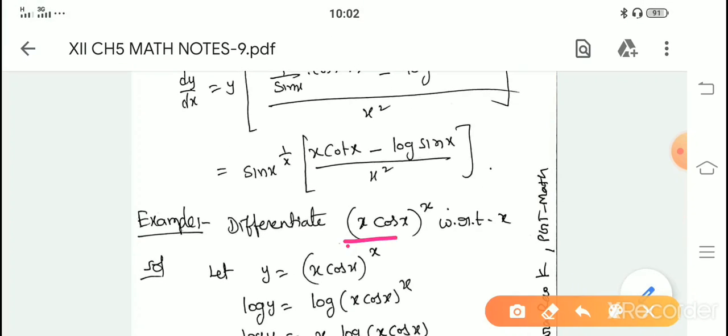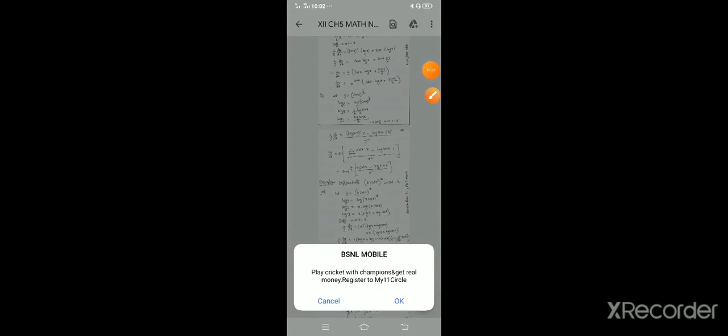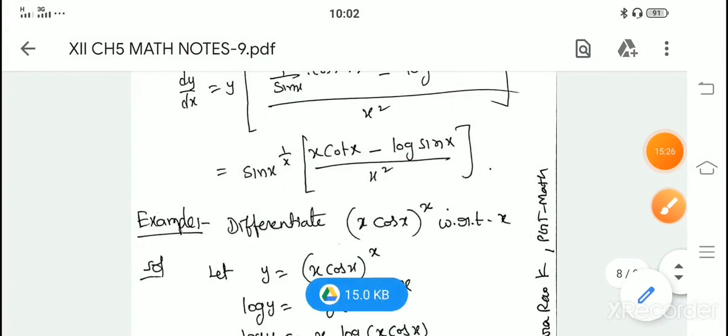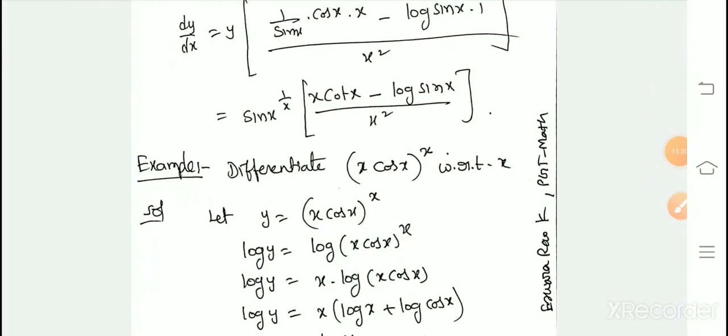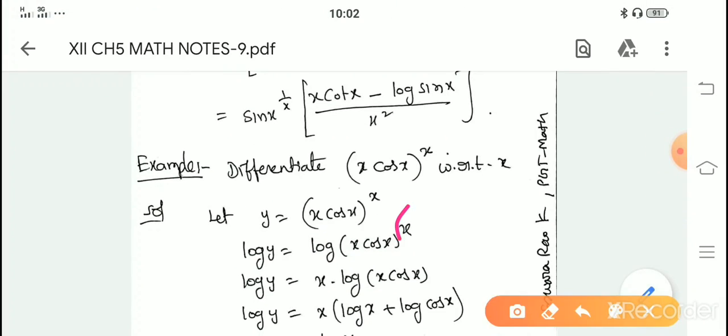differentiate x cos x whole power x with respect to x. Take y is equal to x cos x whole power x. So log y is equal to log x cos x whole power x. So power x will come like this: x into log x cos x. So log x cos x is log x plus log cos x.